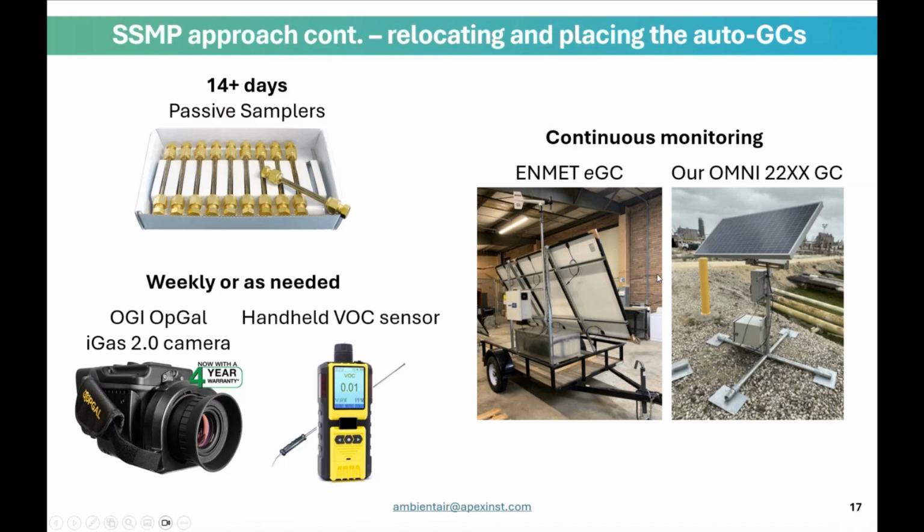To determine how and when to move the auto GCs around to different locations, they used some additional equipment. So they were also using a handheld VOC sensor type device and an optical gas imaging camera to scan for fugitive emissions from around the fence line. So when they would find a higher area for benzene, they would relocate the auto GCs to this location.